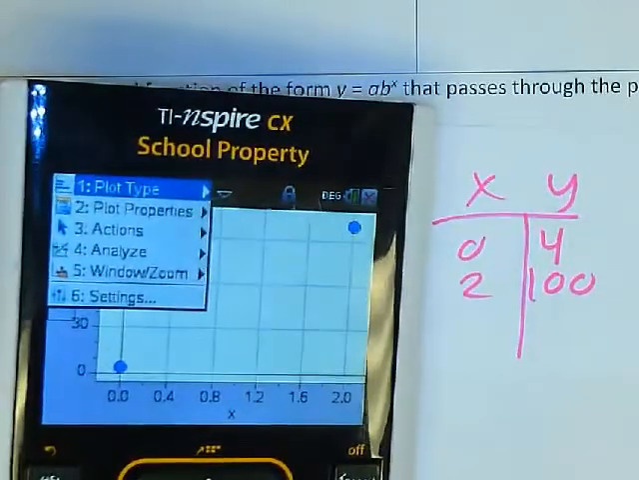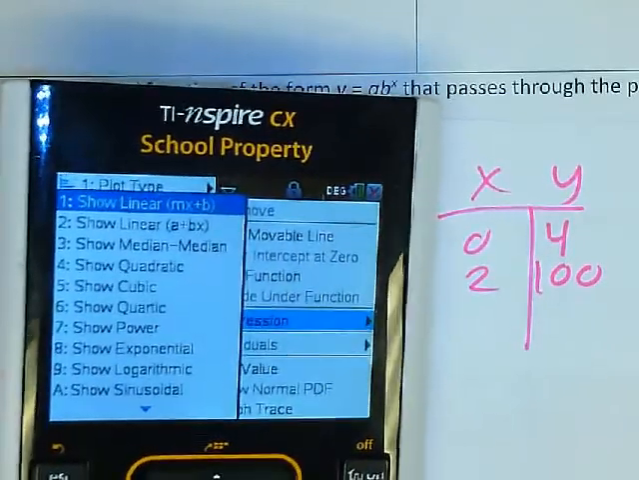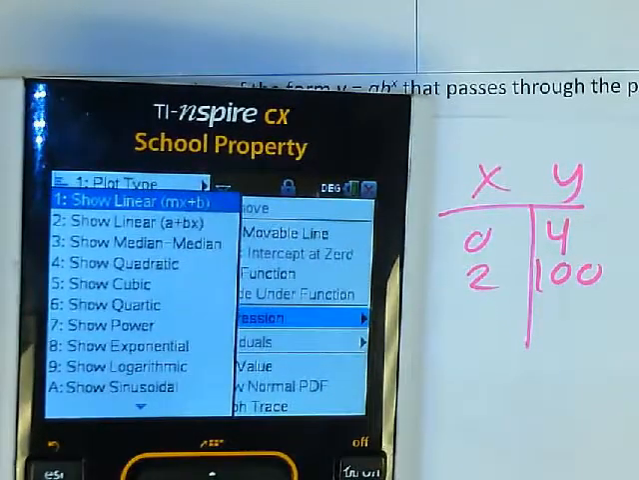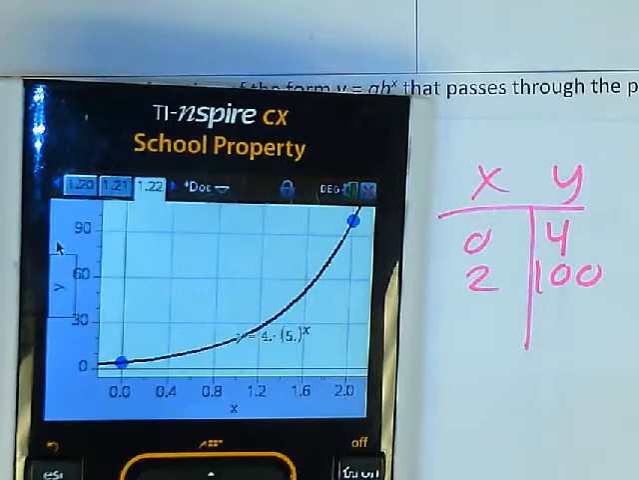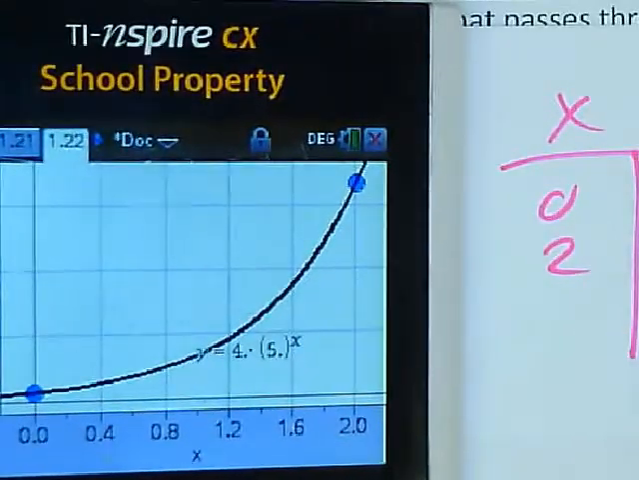Okay, and then I'm going to do the regression, so I'll analyze it, regression, and remember that this is an exponential, so it will be number 8, exponential, right here. Okay, and here it is. So it gives me 4 times 5 to the x.